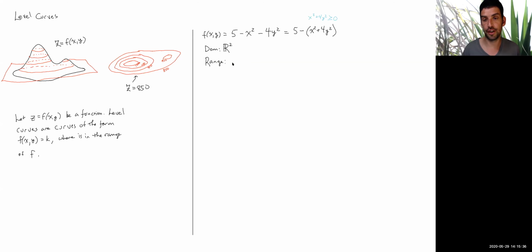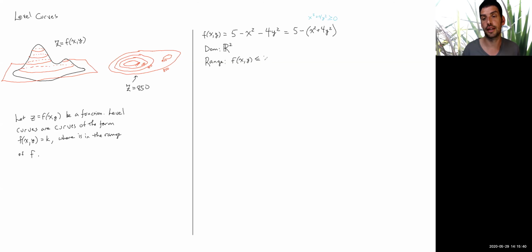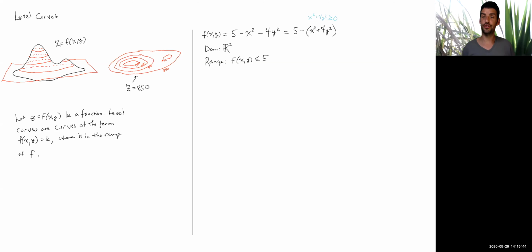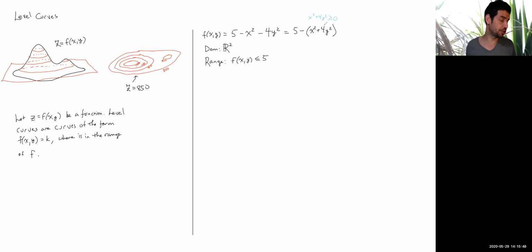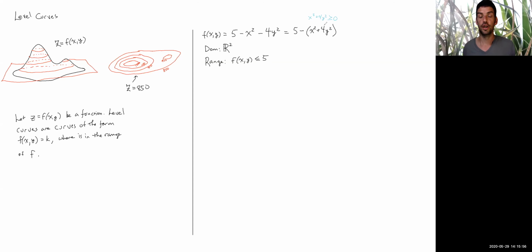Which means f of xy is never going to be any larger than 5, right? When they're both 0, it's going to be 5, and it's also clear we can make x and y as large as we want, and so we can subtract huge numbers from 5 and go as far as we want in the negative direction. That seems to be the range of this function. Okay, so we've got our domain and our range.